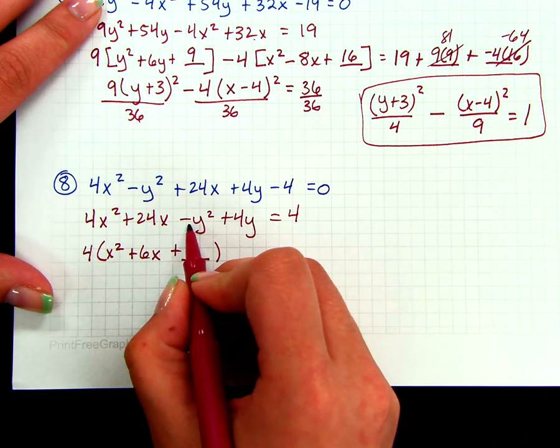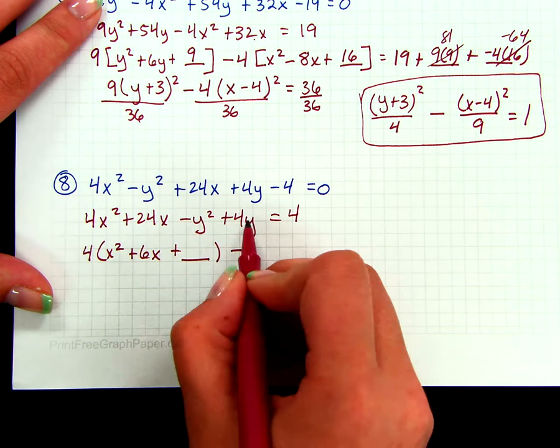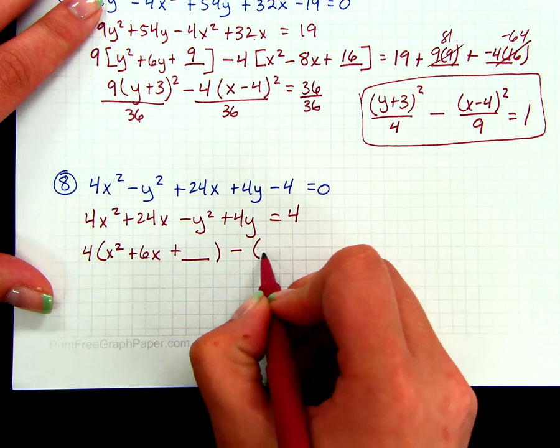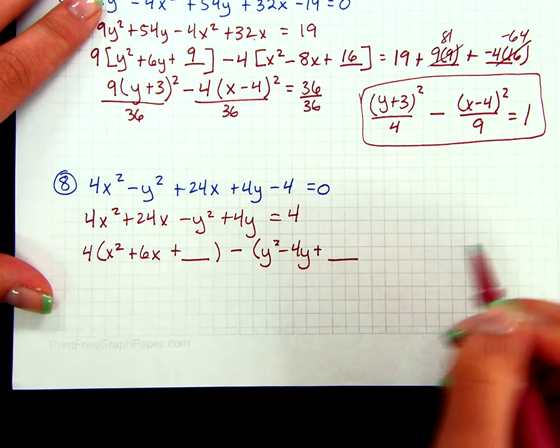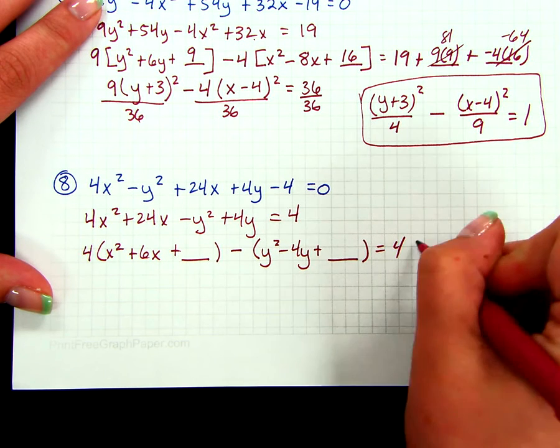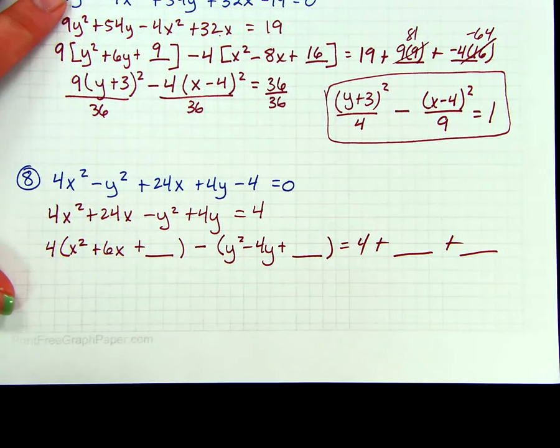And then here, again, this needs to be a positive 1. So since we have that negative, we're actually going to factor a negative out of both of those terms. So positive y squared minus 4y. Leave room to complete the square. Equals 4. And then we are adding both sets of numbers to the other side.